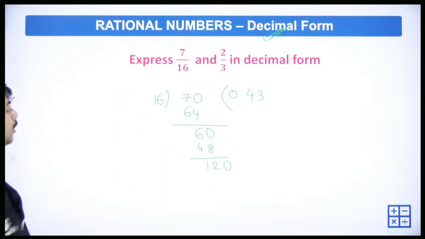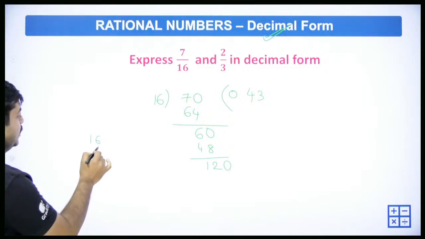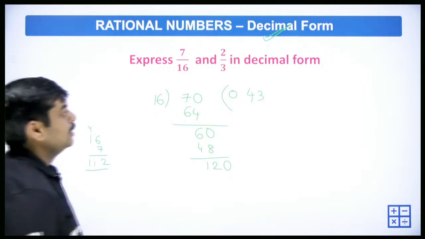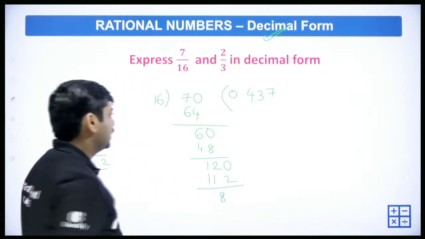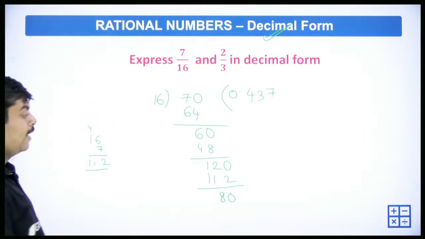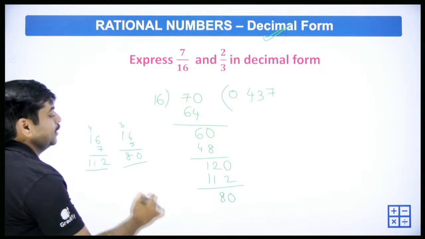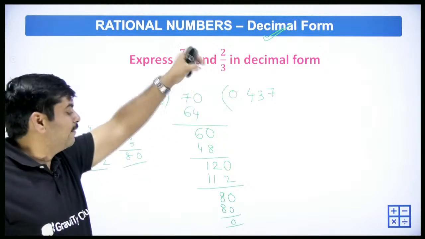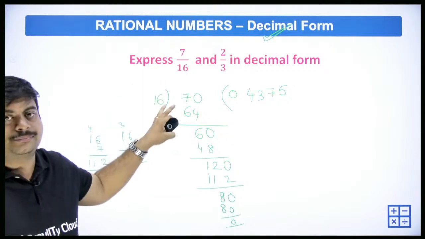So now we need to be careful. 16, how many times? 16 fives, 16 sixes are 96, 16 sevens are 112, and again we are left with 8. So it is 0, and 80. Do we have any value? 16 fives are 80. 16 fives are 80, so we can say 0.4375. 0.4375 is the value of 7 by 16.